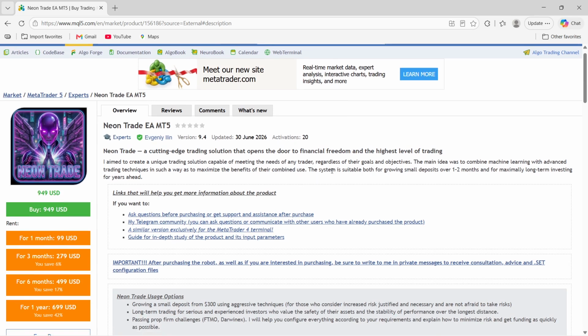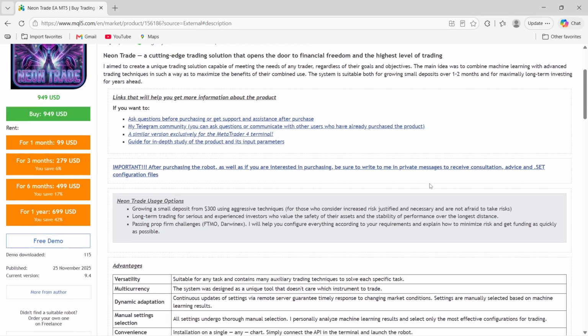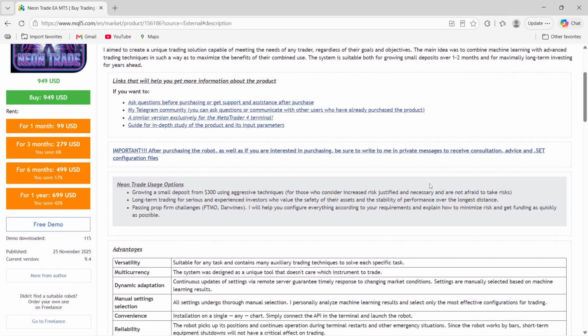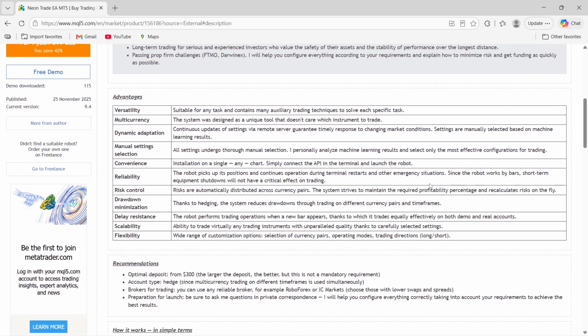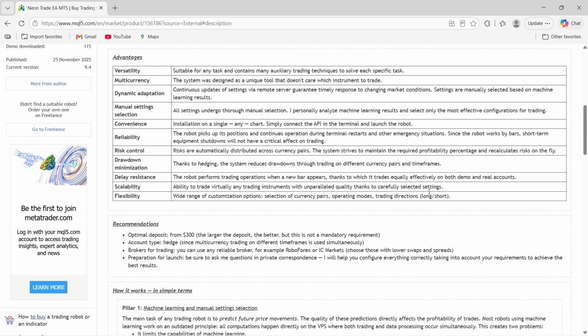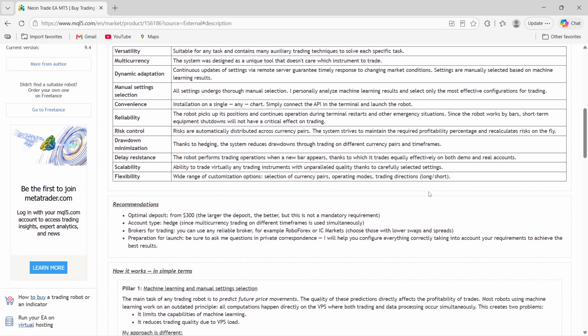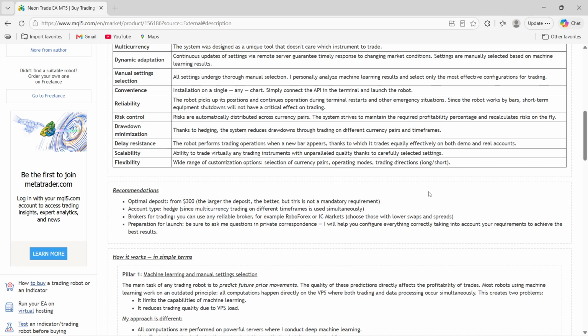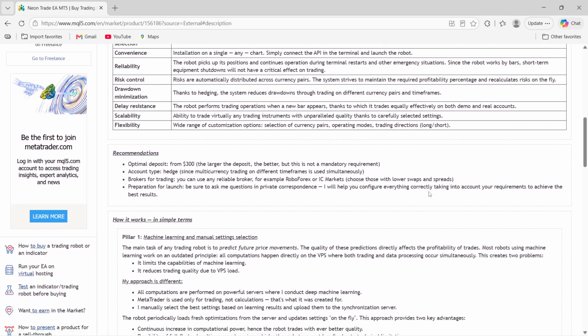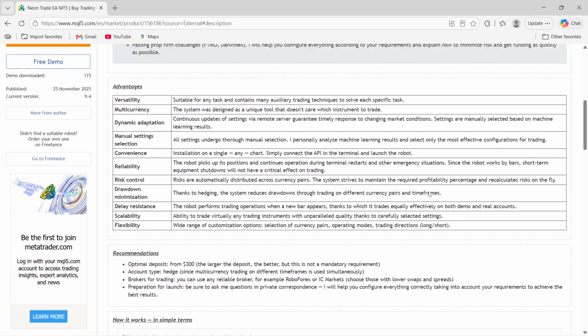According to the developer, the system is suitable both for growing small deposits over 1 to 2 months and for maximally long-term investing for years ahead. The system emphasizes heavy diversification by trading many pairs simultaneously, distributing risks automatically. It also offers additional modes like martingale or averaging, which the developer says become safer due to portfolio distribution. Other pillars include dynamic adaptation, hedging elements, and resilience to delays or restarts.